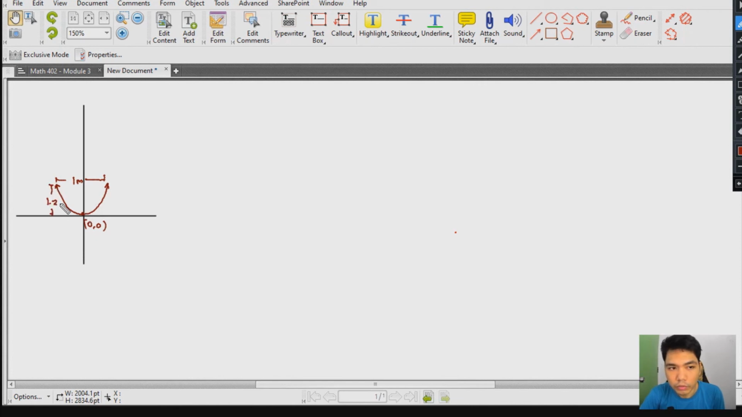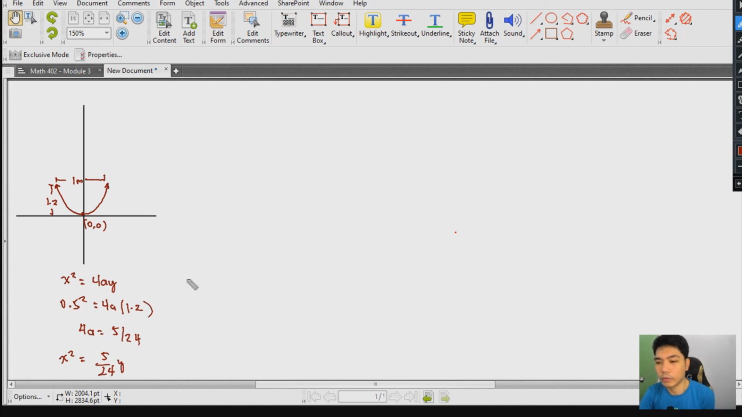That's 1.2. Okay, so basically, if you want to determine yung ating value using the concept of parabola, we have x squared is equal to 4ay, because that's a parabola that opens upward wherein the center is at 0, 0. So what is the value of x? So that's 0.5 squared is equal to 4a, and then y is 1.2. So therefore, your 4a is equal to 5 over 24. So basically, the general equation of this anchor or the parabola is x squared is equal to 5 over 24y.